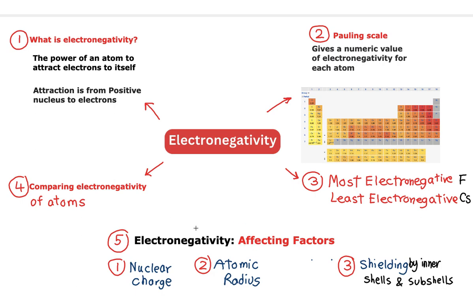Three factors. Nuclear charge increases the electronegativity. As the atomic radius increases, the electronegativity decreases. And the shielding by inner shells and subshells.